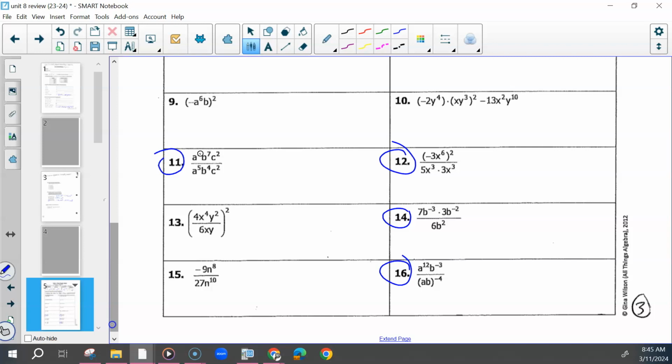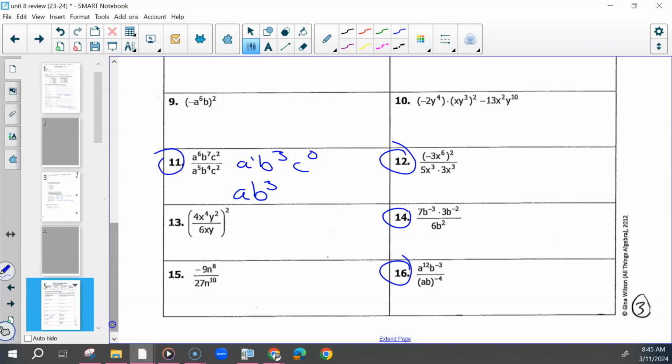We're dividing like bases, so subtract the exponents. You have a to the first, b to the third, c to the 0, and anything to the 0 is 1. So that would just become 1 and disappear, and we just have a, b to the third. Where do we get the A and B to the third from? A to the first is the same thing as A, and B to the third.